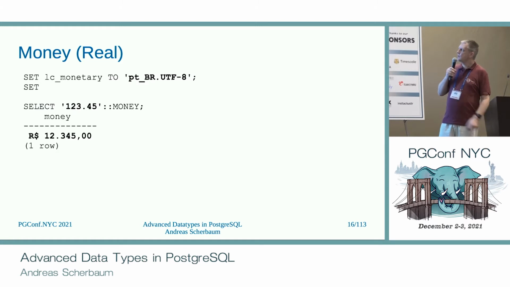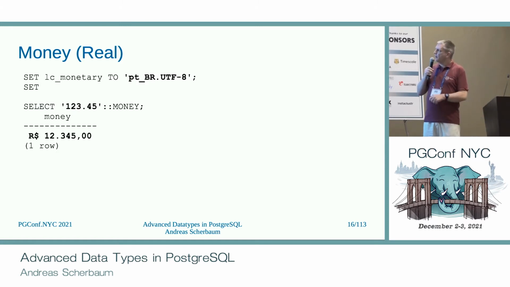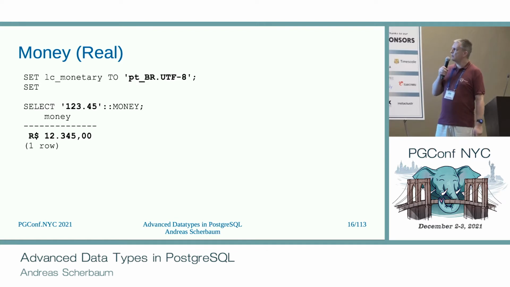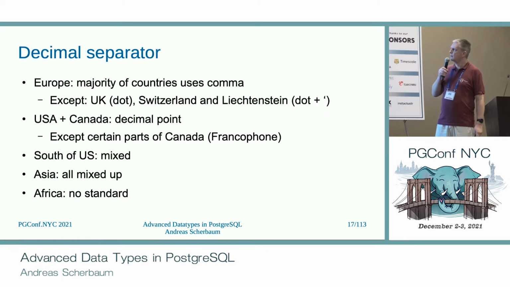Another example, Brazilian real. Again, if I use dots here, I end up with 12,000 real. It's really not what I wanted to have. So how can you know which one you have to use, dots or commas? You don't.